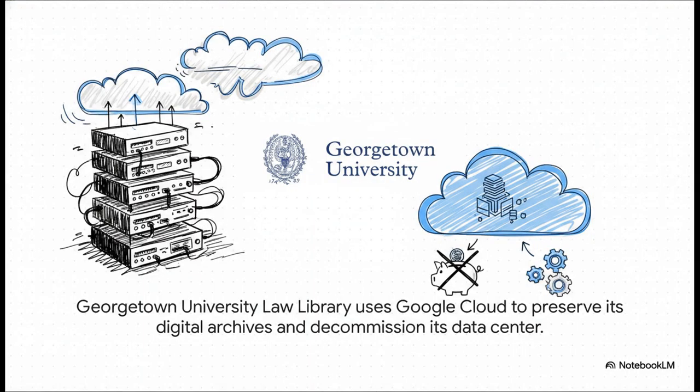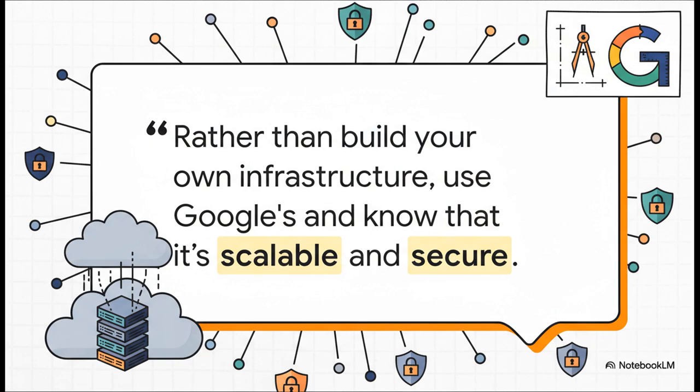And check out this great example. The Georgetown University Law Library moved its entire digital archive over to Google Cloud. This meant they could preserve all these priceless records for the future, and they got to shut down their old, expensive, physical data center for good. This quote from a product director just nails it. Rather than building your own infrastructure, you can use Google's infrastructure and know that it's scalable and secure. That's the whole point, right? You're tapping into decades of Google's hard-won engineering expertise instead of trying to reinvent the wheel yourself.